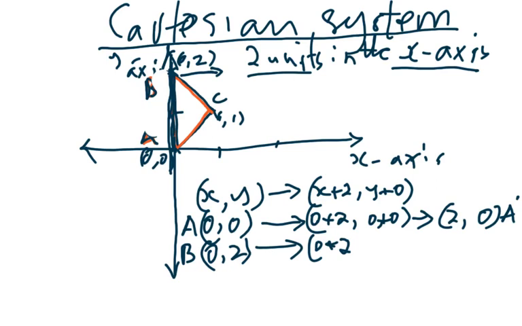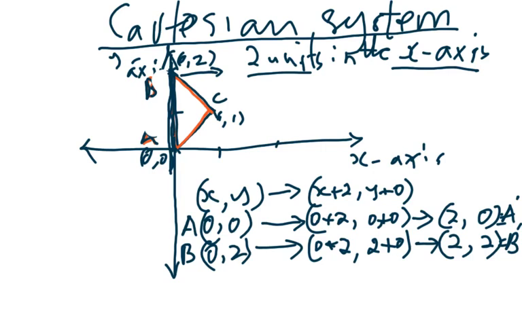So plus 2 units on the x-axis. What about the y-axis? The y-axis, what is my value? It is 2 plus how many units on the y-axis? Plus 0. So therefore, my B prime will be 2 plus 0 is 2. So my B prime will be equal to 2, 2.